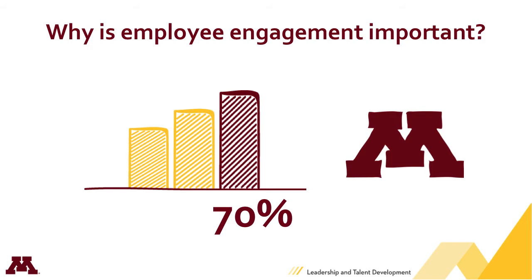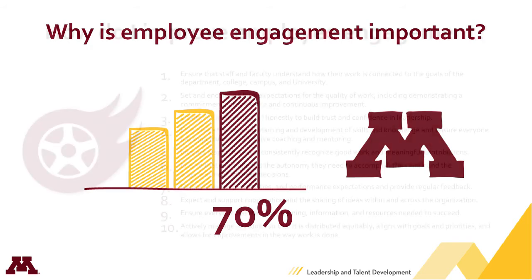You may have heard a statistic that only 33% of US employees are engaged, which means 67% aren't. But the good news is that our data here at the U of M suggests it's quite the opposite. We're much more engaged at 70%, and we can connect our level of engagement to the level of commitment that faculty and staff have to our mission. So we're more engaged than most, but we can always improve.